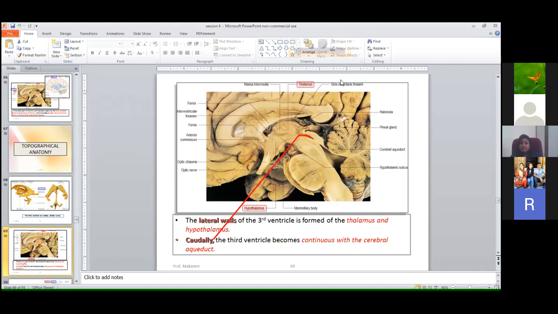Ma'am, personally, I have a doubt. There is an interthalamic adhesion. Is it passing through the third ventricle? It is above it. This is a cavity here, and this is the interthalamic adhesion. So the interthalamic adhesion is superior to the third ventricle. Yes, it is above that. This is the cavity and this is the thalamic adhesion. You can make it out now.